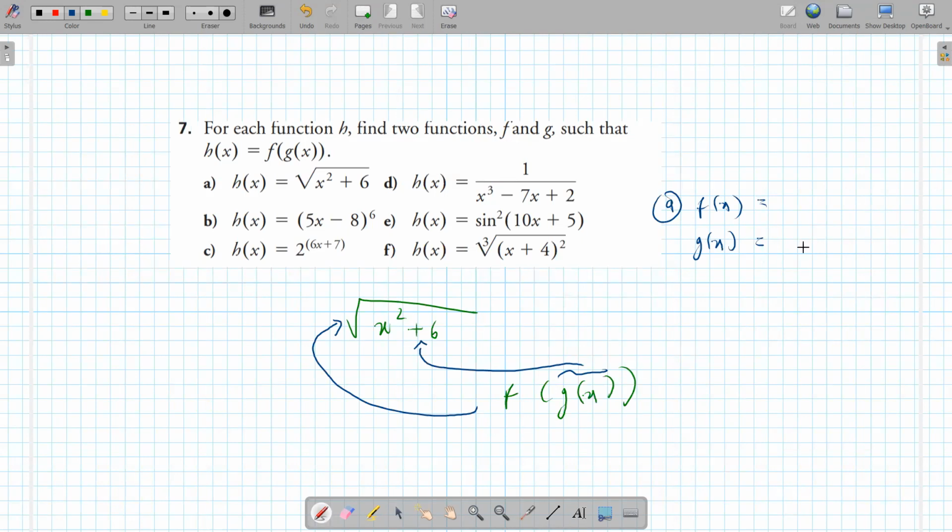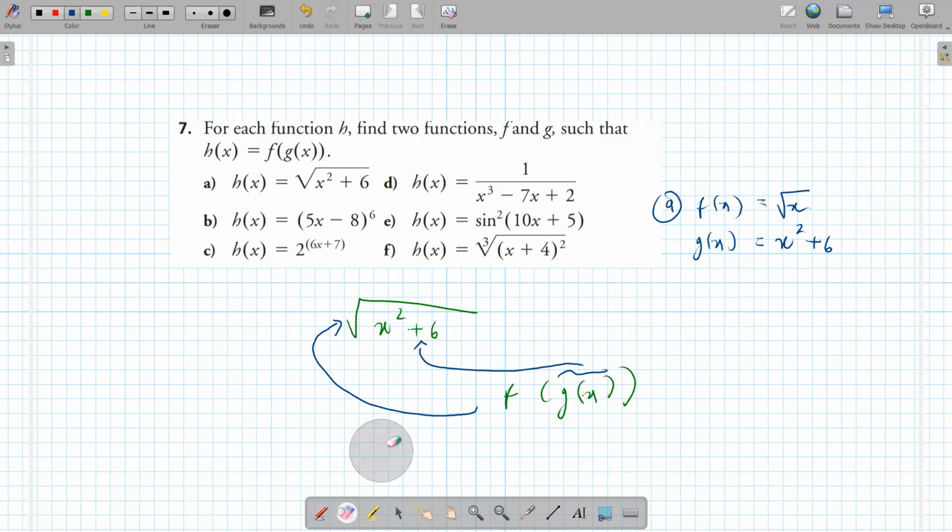So g is the inside part. Look at this. It's just going to be x squared plus 6. And f is the outside part. What's the function on the outside? Just look at this independently. What is this function? Square root of x, and that's it. That's all you have to do, and you're done.